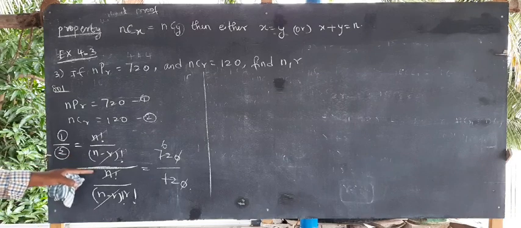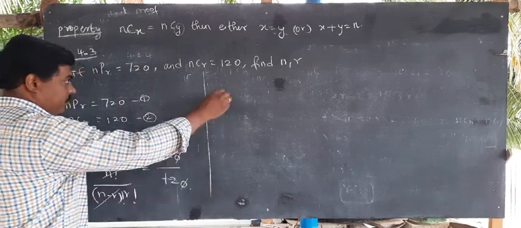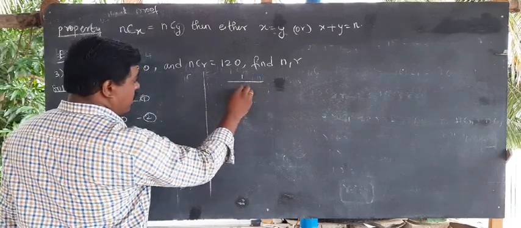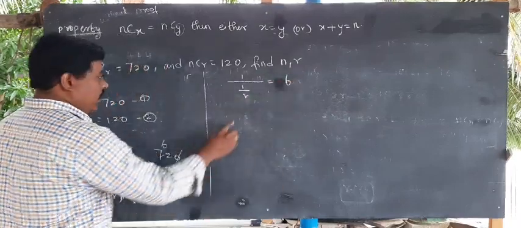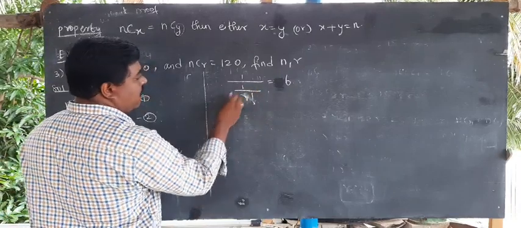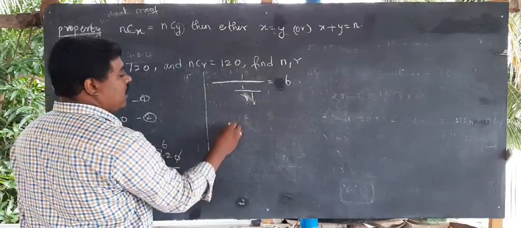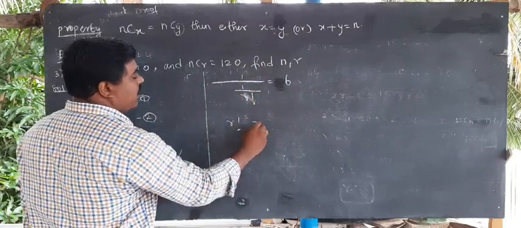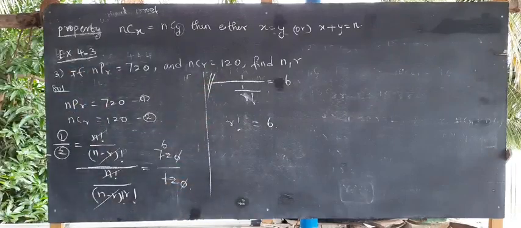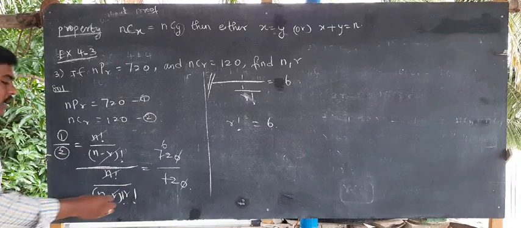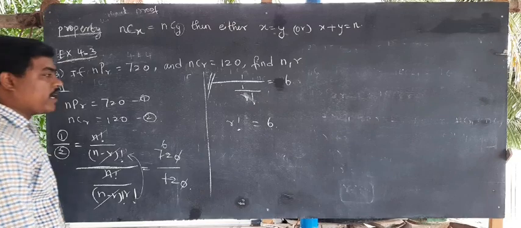So here 1, here what? 1 by r factorial. This equals 6. Here it is 1 by r factorial, not 1 by r. This one we wrote in the multiple, meaning r factorial equals 6. This step no need to write. So 1 by r factorial automatically comes to the numerator. r factorial equals 6.